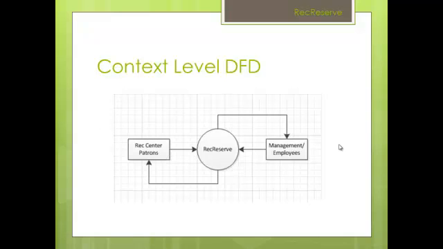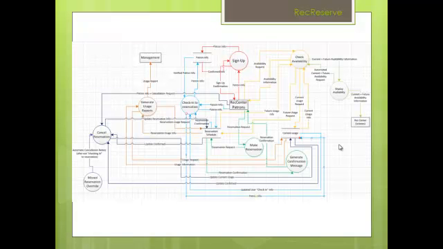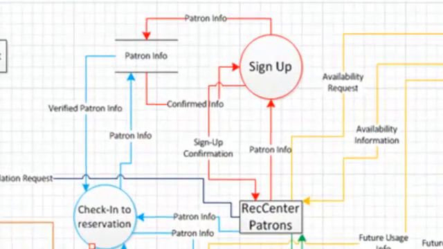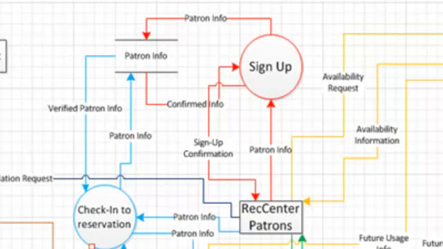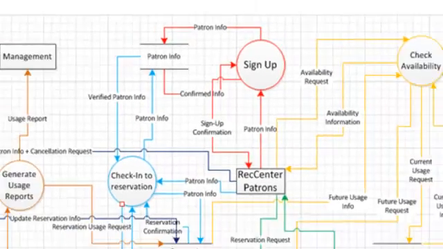Our context-level data flow diagram shows how rec center patrons and employees will interact with the RecReserve system. Our Level 0 DFD goes more in depth about how RecReserve will function. Starting with the red process, rec center patrons sign up for RecReserve and their information is stored in a database.